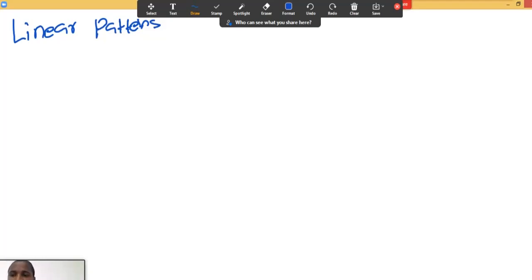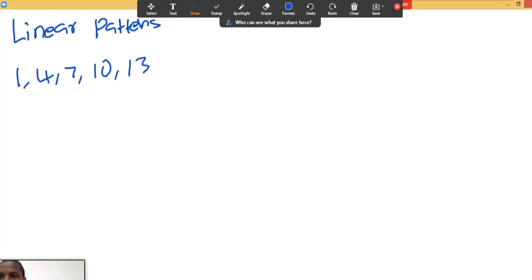Hi guys, today we're looking at linear patterns. Let's just get straight to the first example. In this case we have a pattern which is 1, 4, 7, 10, 13. So this is our pattern.